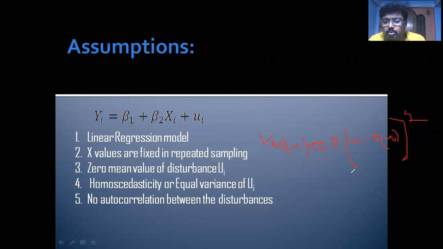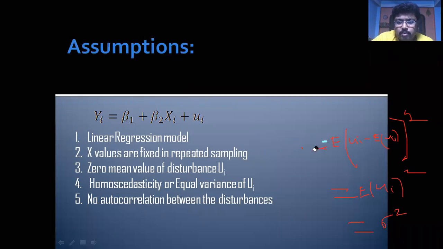This is the variance. Now look at this. The expectation of ui is zero, as I have mentioned in my third assumption. So this is zero. So what remains is the expectation of ui whole square. So this is the equal value, this is sigma squared. The variance of ui is constant. This is called homoscedasticity, and this is the fourth assumption of the classical regression model.